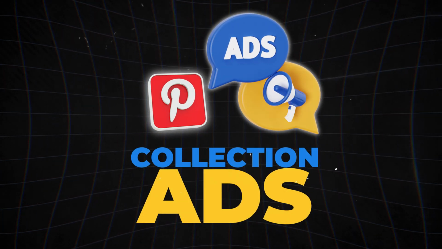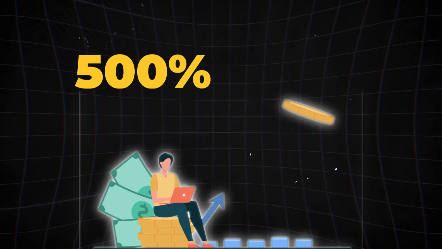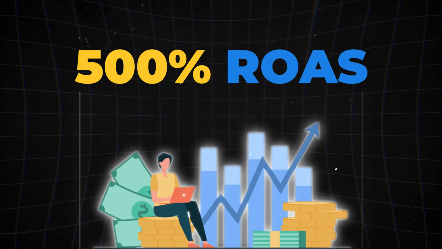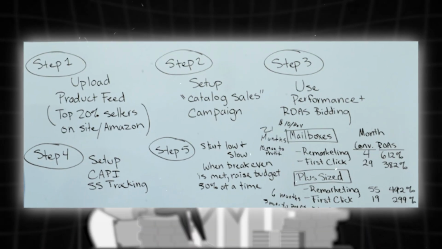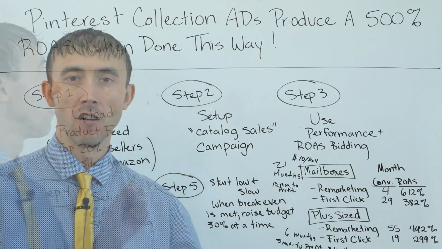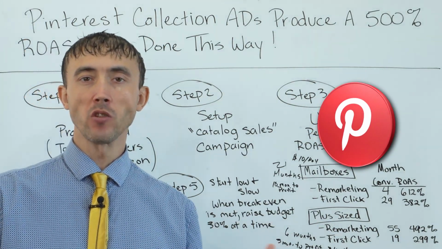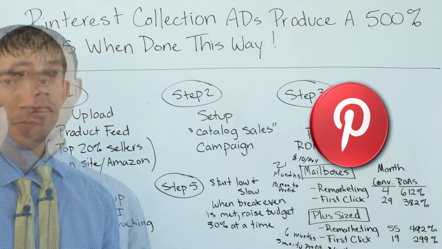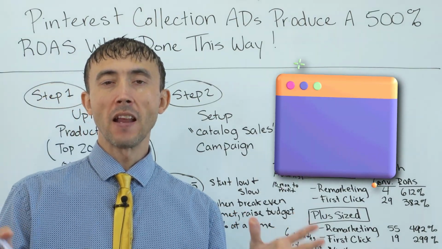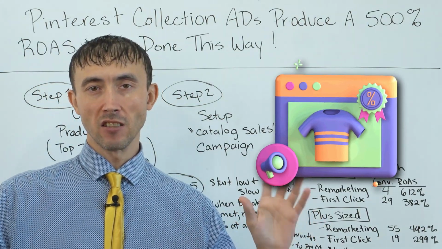Today's video, we're going to talk about Pinterest collection ads and how they produce a 500% ROAS when done the following way that I'm going to cover in this particular video. Pinterest collection ads essentially are ads where you, of course, run ads on Pinterest.com, but where you upload your product feed. For you e-commerce guys, this applies to you.